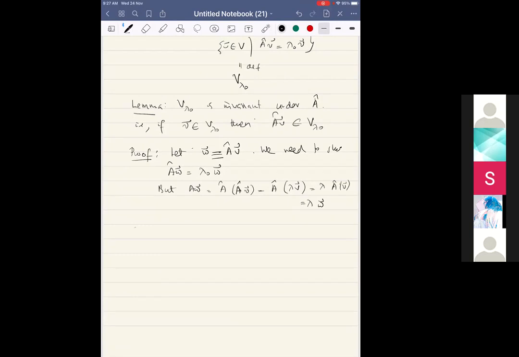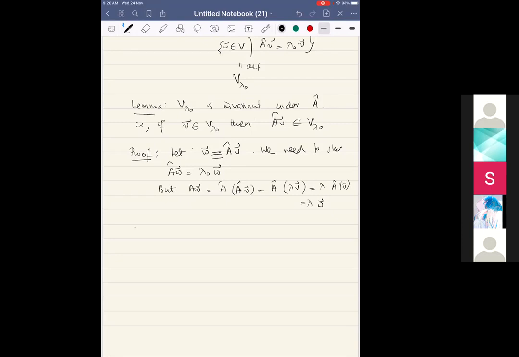Okay, sir. Invariant under a linear map means, I was thinking that if two different linear maps are there. Invariant under a linear map means that if I take any vector in that subspace and act on it by the linear map, the resulting vector also belongs to that subspace. That's what it means. Okay, sir, understood. Thank you, sir.